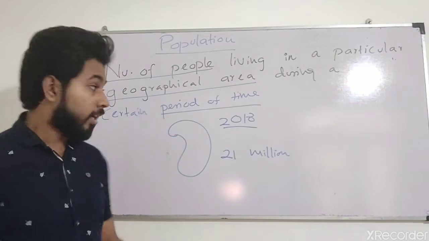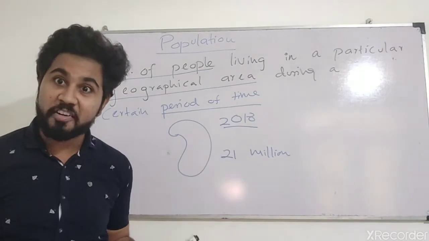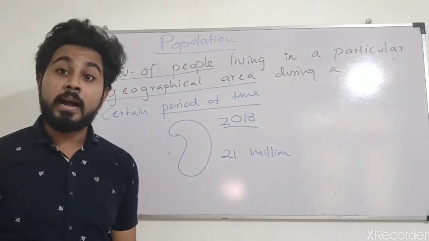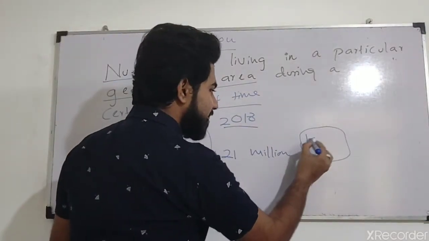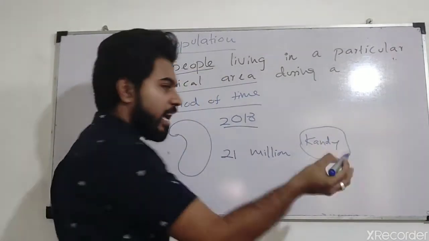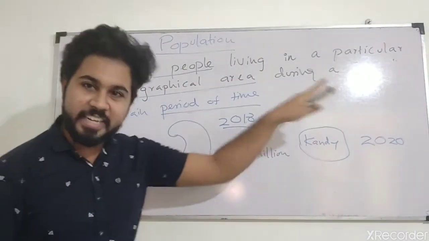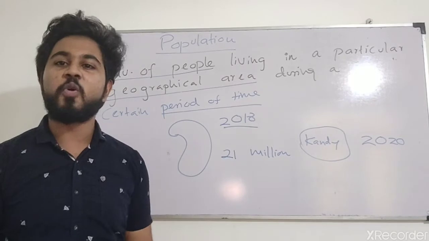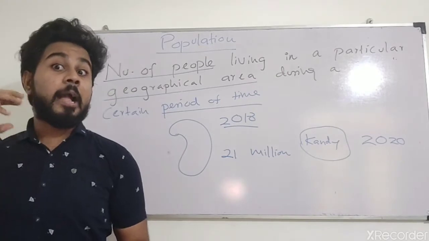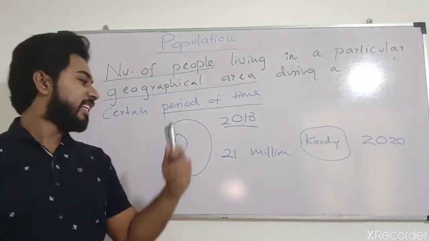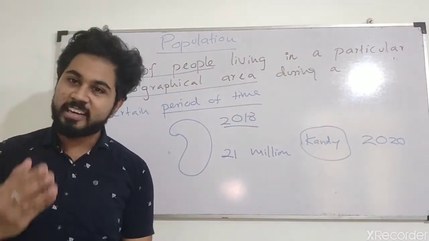It's not compulsory to consider only a country with national boundaries. This geographical area can be a city, a small village, or a small territory. Suppose this is the Kandy city in Sri Lanka, and we are considering a certain period of time, 2020. The number of people living in Kandy in 2020 also can be recognized as population. Therefore, when defining population, it is not compulsory to limit it only to a country or only to a city. It can be any kind of geographical area.